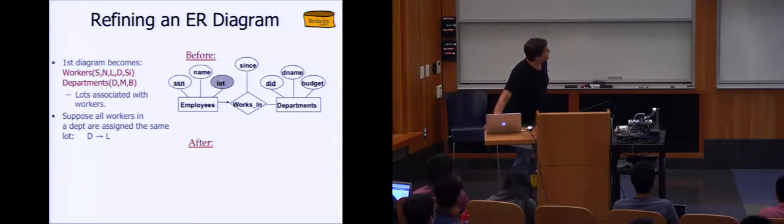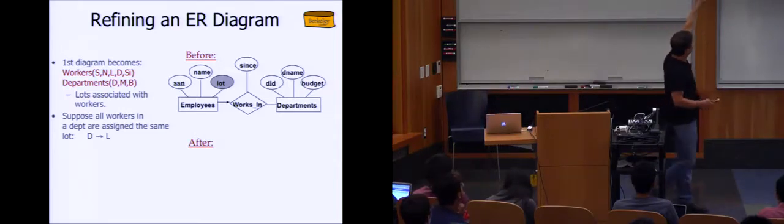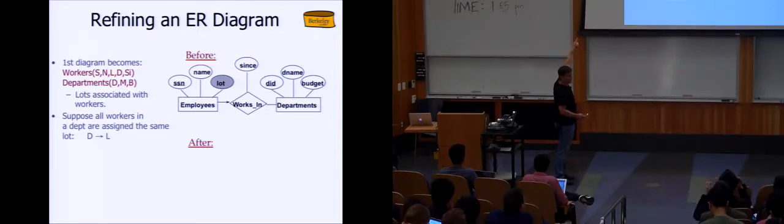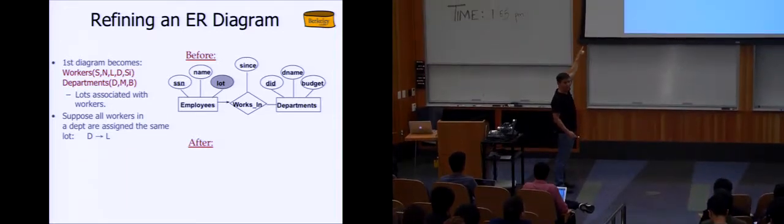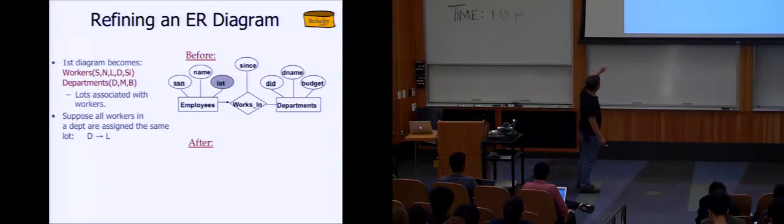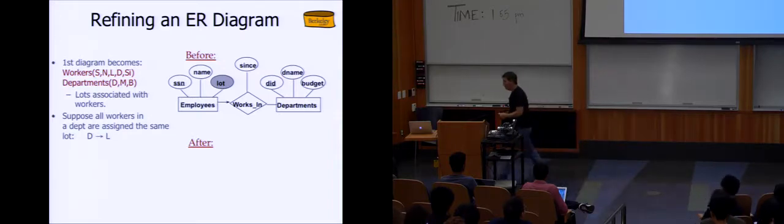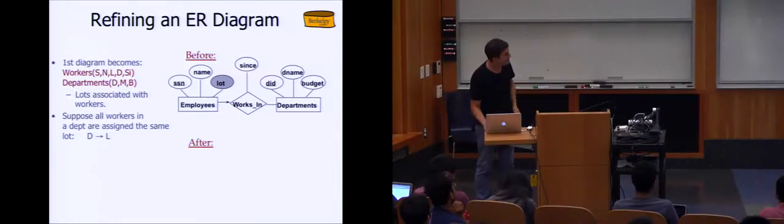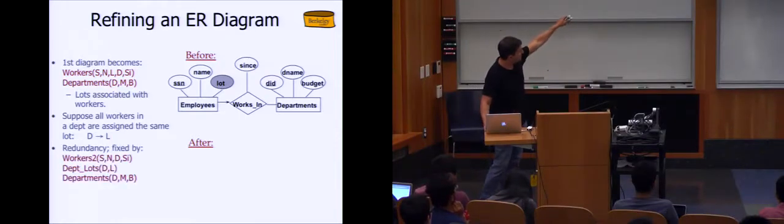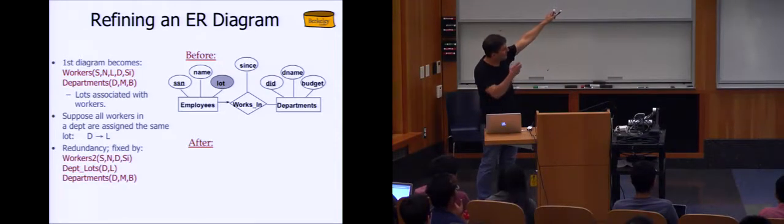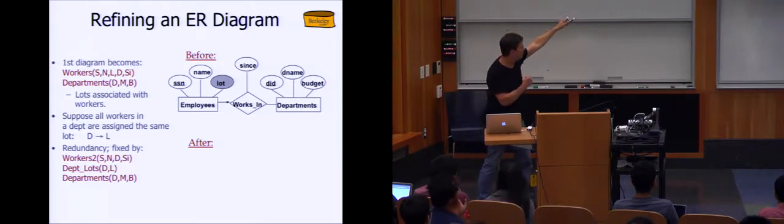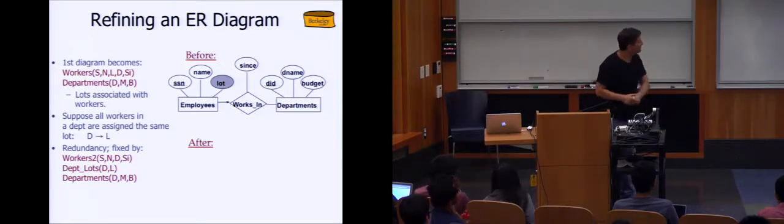Then what might we do to make this right? Well, the schema up there, if D determines L, look at the workers table. Key of workers is S, right? So this is just the same as R determines W. It's the same problem, right? We're going to redundantly store department computer science lot 4, right? So we want to pull that out. So we want DL to be in a separate table, and we want to take L out of employees. So we'll get something like that, workers 2. We pull DL out into a depth lots lookup table, and then department stays the way it is, okay?